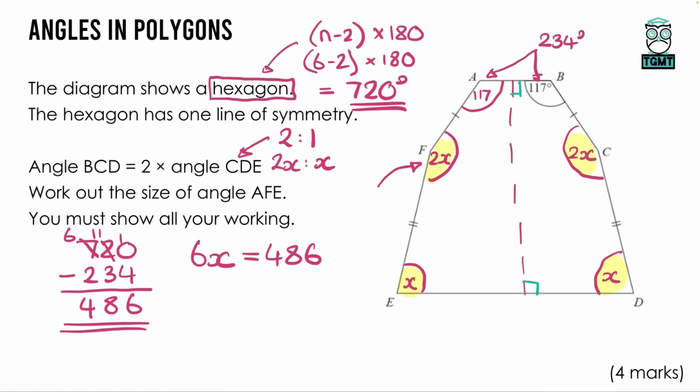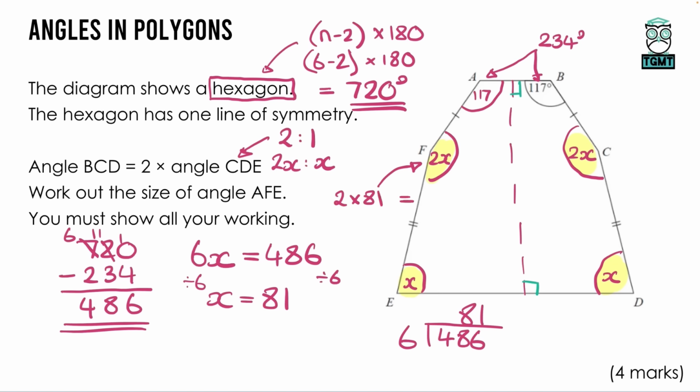To do that, I'm probably going to have to do some bus stop division, so let's do that to the side. 6 into 486. So that goes into 48 8 times, and then it goes into 6 once. So my value of x is 81. For that value of 2x, that means we just need to do 2 times 81, which gives us a value of 162, and that would be our final answer.